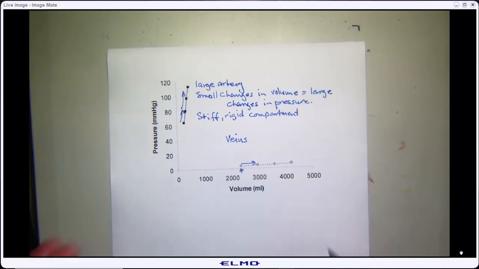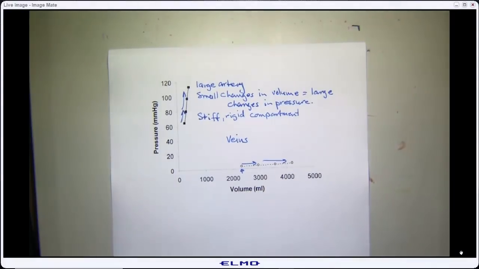Okay, I can even go ahead and add like 4.5 liters. We're talking liters in that compartment, and I'm still not going to get over 7 or 8 millimeters of mercury. Okay, so this is telling us a lot about the nature of that vessel wall. Very compliant, very elastic. Okay, now if you think about it, it has to be that way.